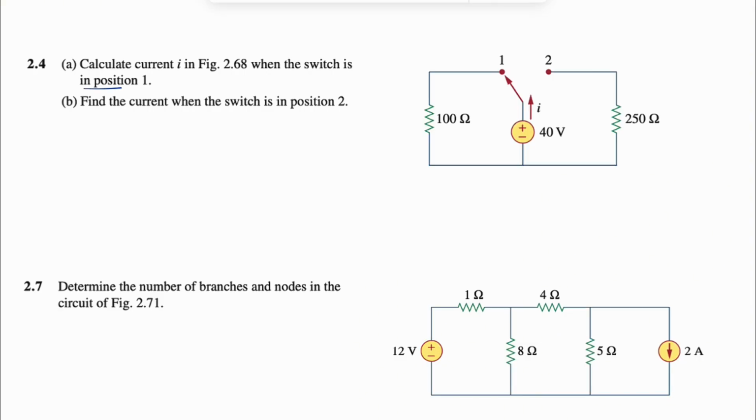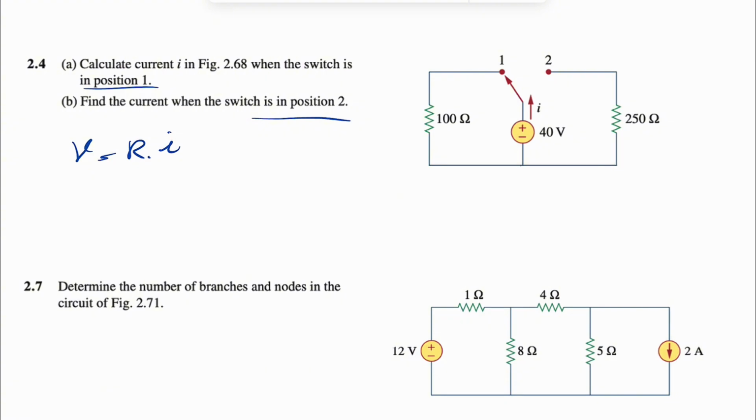So we need to calculate the current in the figure on the right hand side when the switch is in position 1, and in part B the switch is going to go to position 2, and we just have to find the current that we have. What we need in here is Ohm's law, so we know V is equal to resistance times current.